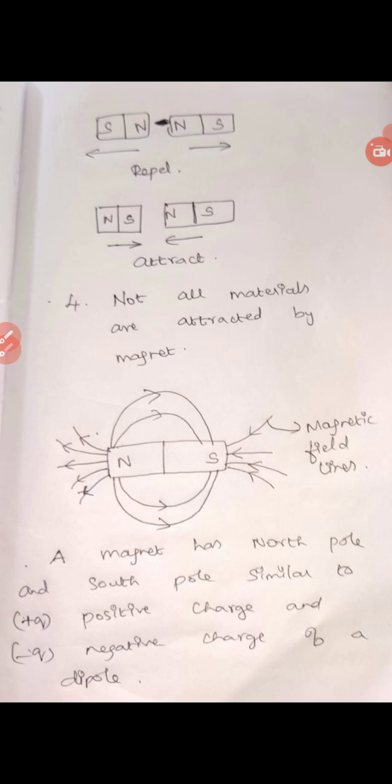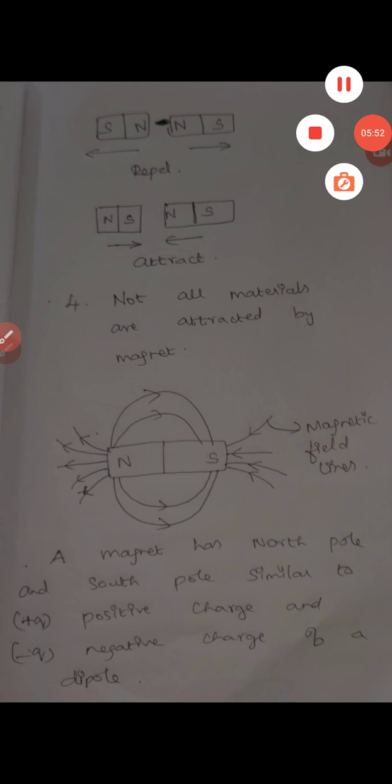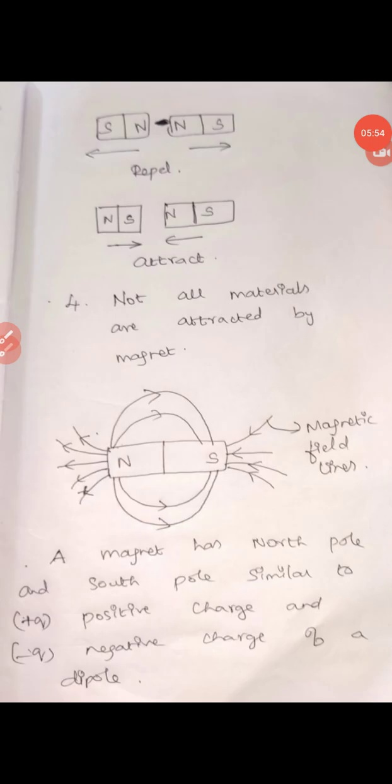The fourth important point is, not all materials are attracted by a magnet. For example, if I take a piece of plastic towards a magnet, will it attract? No, it is not like that. And if I take a safety pin towards the north pole or south pole of a magnet, what will happen? It will easily attract. This is the point discussed here.